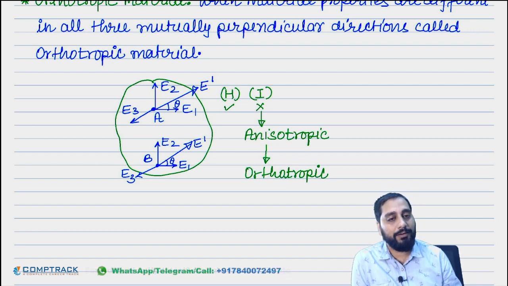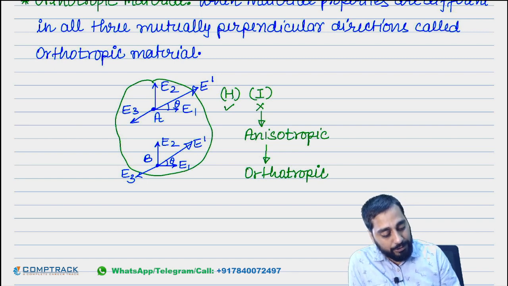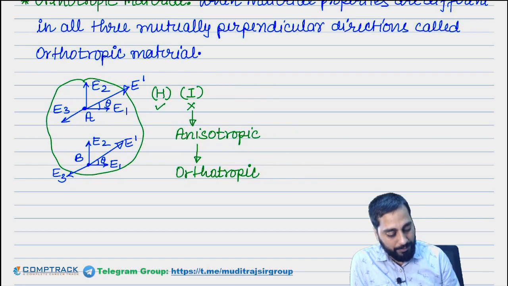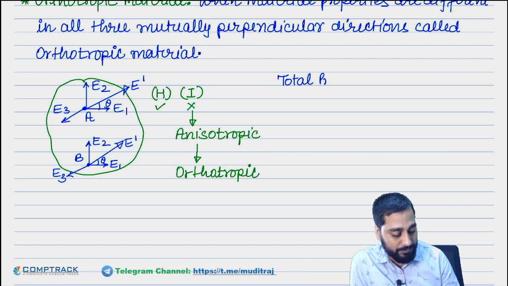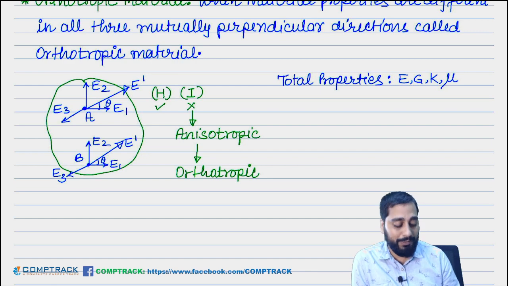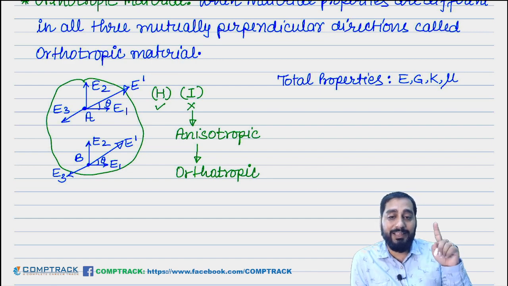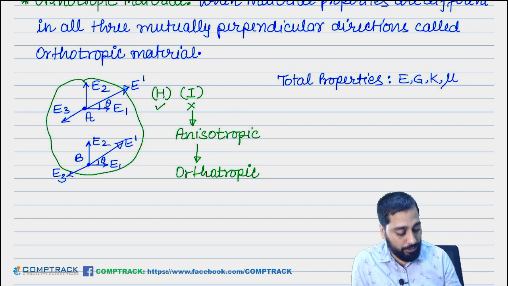Okay, so here, good. Sometimes they ask you the total number of properties for orthotropic material. So total properties कितना है आपके पास? 4 properties है. कौन कौन सा? E, G, K and mu. And for orthotropic material, in 3 directions property will be different. So the total number of properties कितना हो जाएगा?